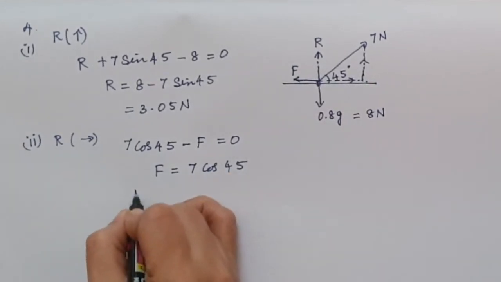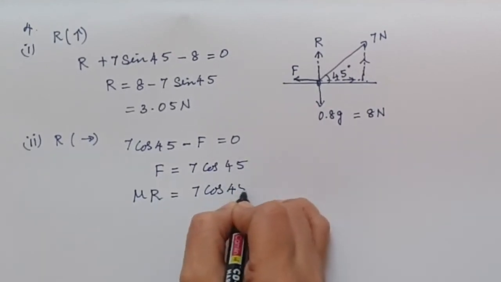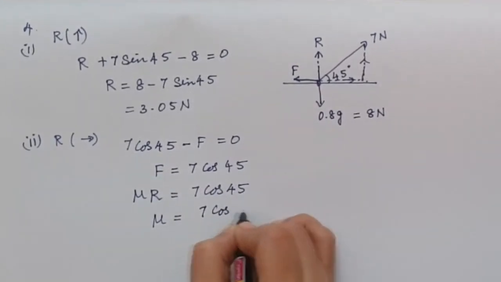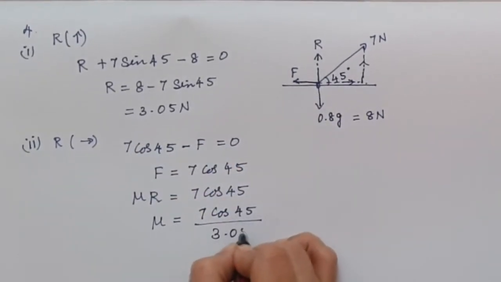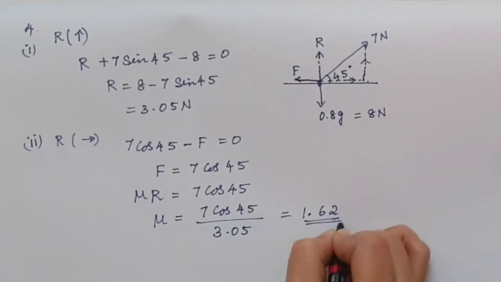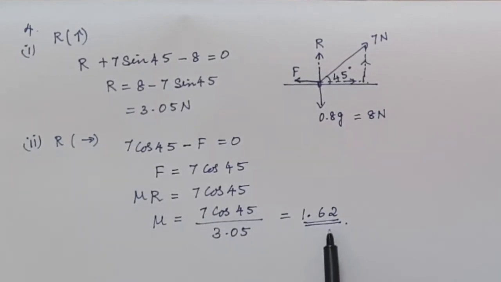The frictional force F is equal to mu R. So mu R will be equal to 7 cos 45. Our coefficient of friction mu equals 7 cos 45 divided by R, which is 3.05. When we simplify it, it is 1.62. This is the coefficient of friction. Since it's a coefficient, we don't write a unit for it. Thank you.